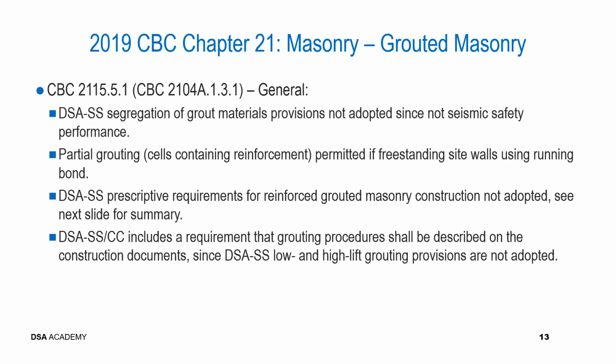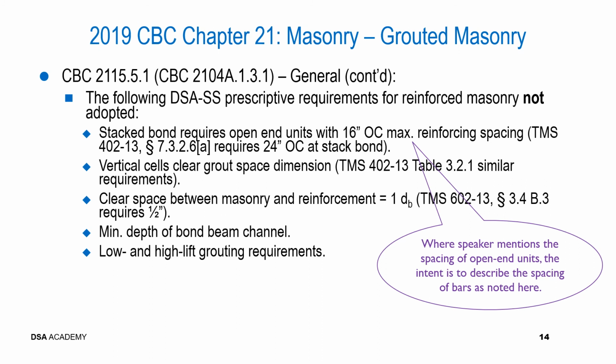This includes requirements that grouting procedures shall be described on construction documents, since DSA SS has high lift and low lift grouting procedures. The following are the general DSA SS requirements that are not adopted. One is stack bond requires open-end units at 16 on center spacing. Second one is vertical cells or clear grout space dimensions. You'll have to check Table 3.2.1 for requirements.